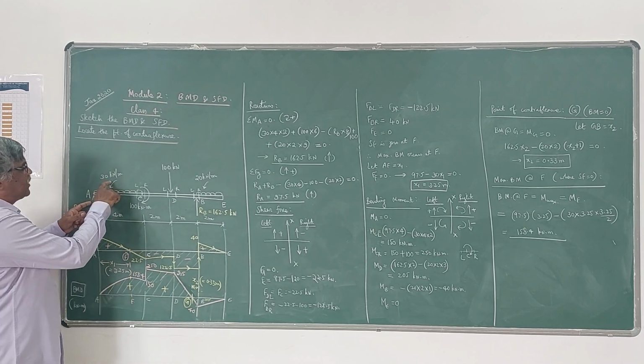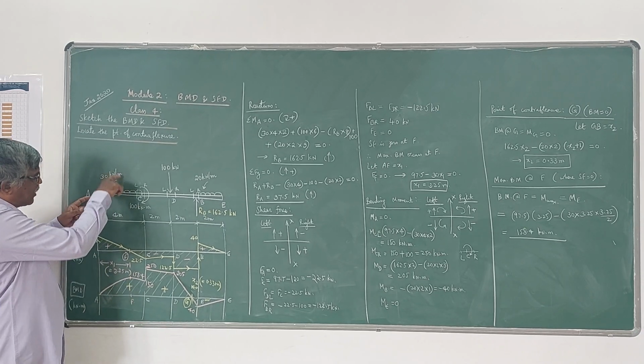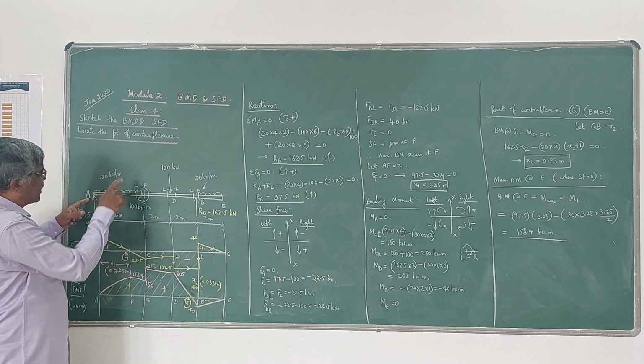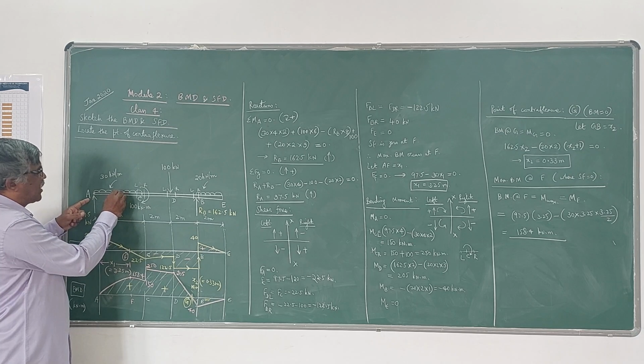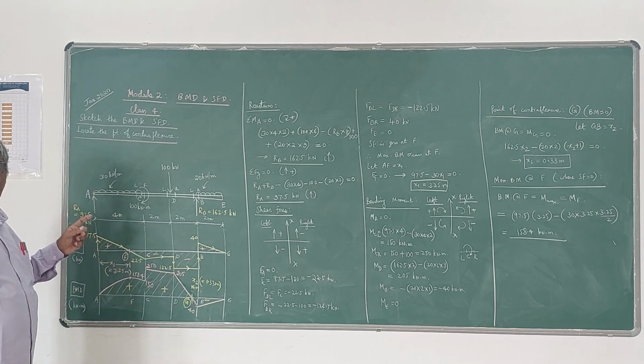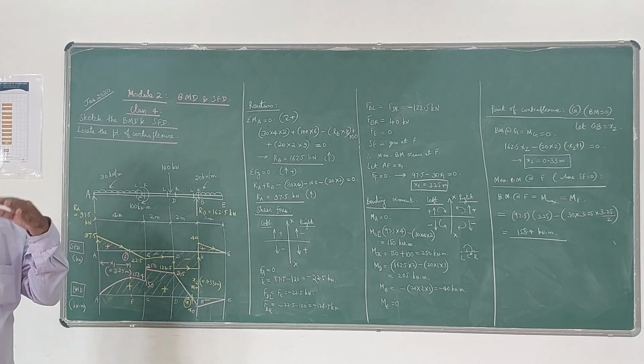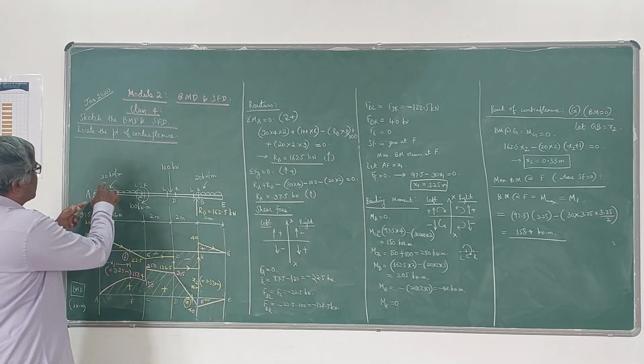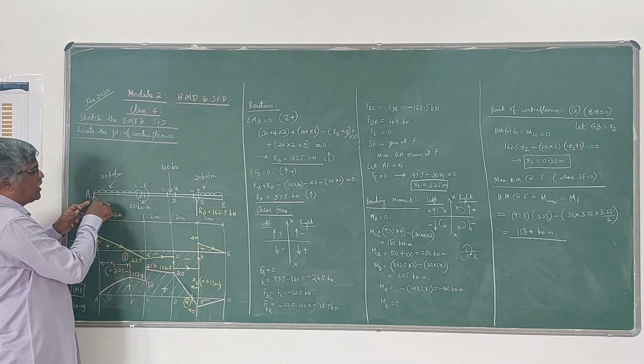Now this 30 kN per meter UDL is giving a clockwise moment. Its total load is 30 into 4 and it acts at the midpoint. As you know, it is converted to an equivalent concentrated load which acts at the midpoint. So the corresponding moment will be 30 into 4 into 2, which is clockwise.